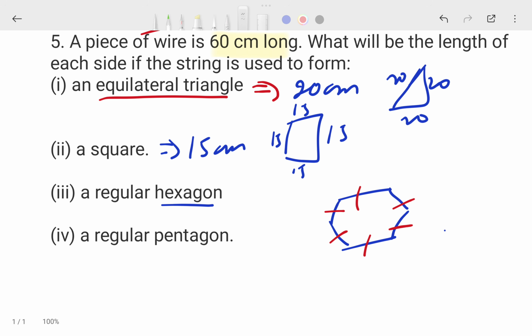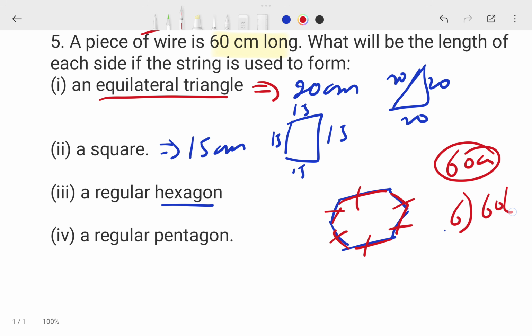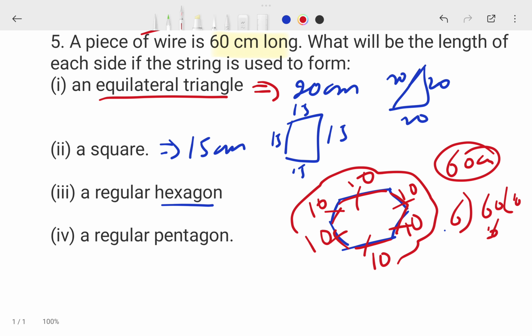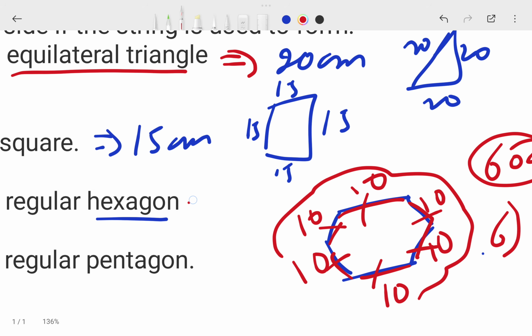So here is a hexagon, and you have a 60 centimeter wire. How will you divide this 60 centimeter wire into equal sides? How many sides are there? 6 sides. So let's divide 60 by 6. It goes 10 times. So in a regular hexagon each side is going to be 10 centimeter. So 10 centimeter, 10 centimeter, 10 centimeter. Now add: 10, 20, 30, 40, 50, 60. So each side of the regular hexagon will be 10 centimeter.